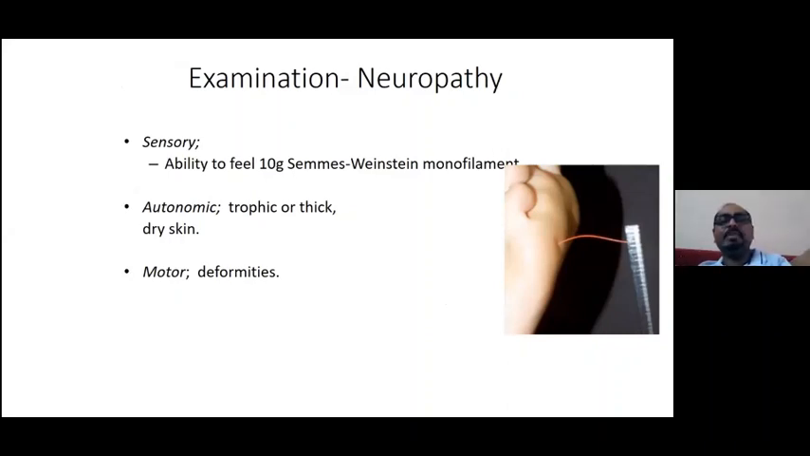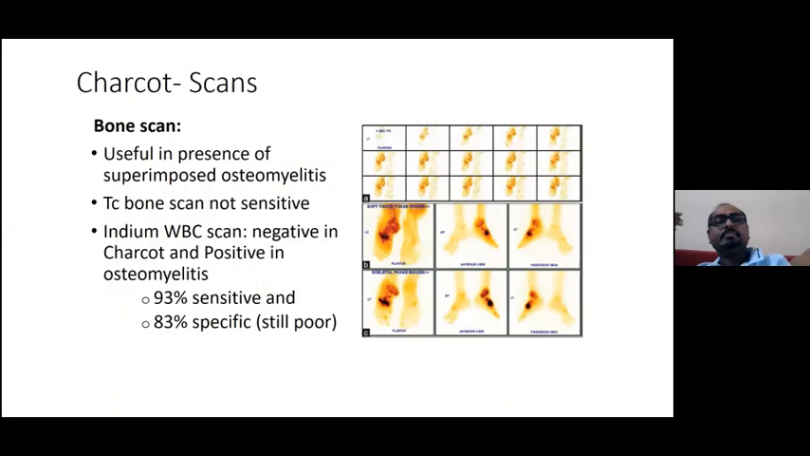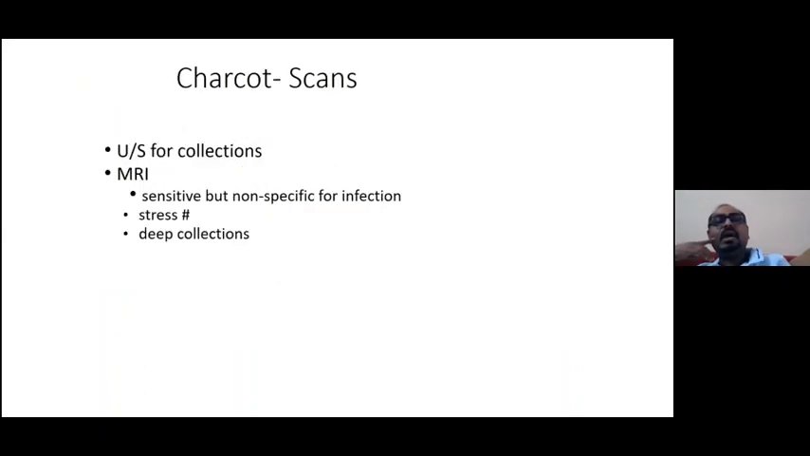Sensory, you have the monofilament test. The skin is thick and deformities are seen, and this is how the changes are. There are different types of X-ray changes. So you should actually know the names: hypertrophic, bone destruction, subchondral sclerosis. All this you should know when you're asked to write up about the Charcot foot, right? The indium bone scan is very important, not the normal bone scan. The indium WBC scan is important. And this is the classification. Okay, Gautam, you're talking about the classification.